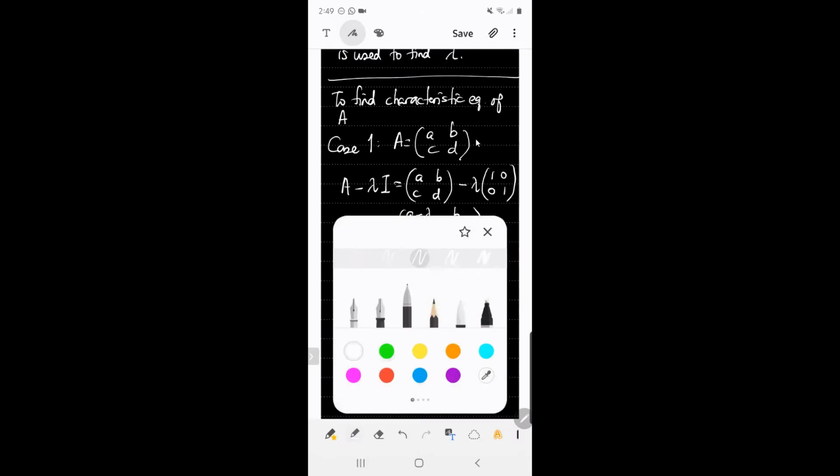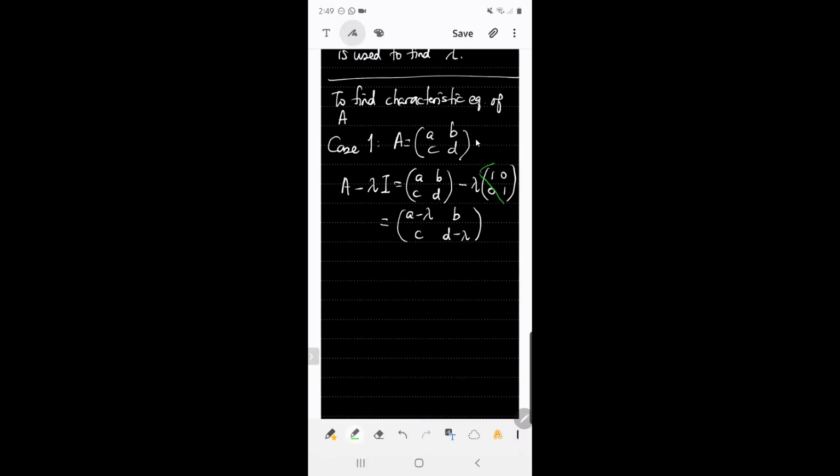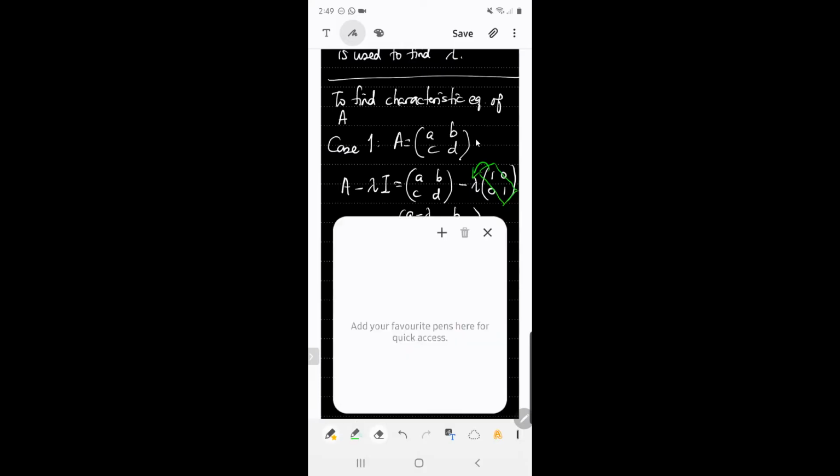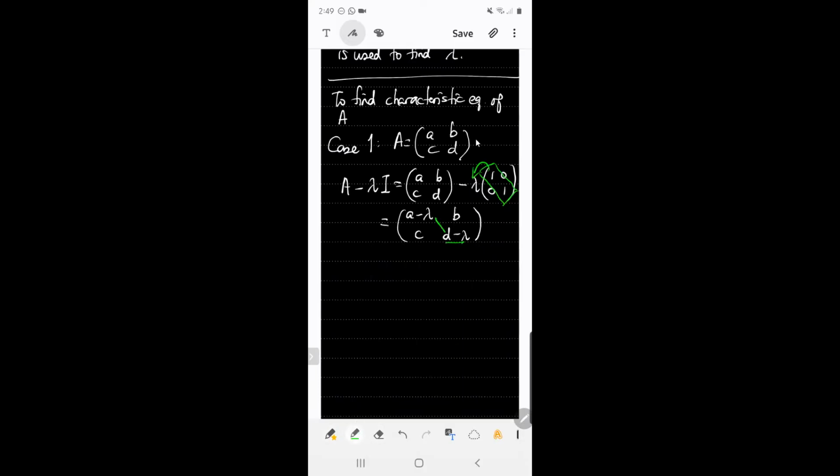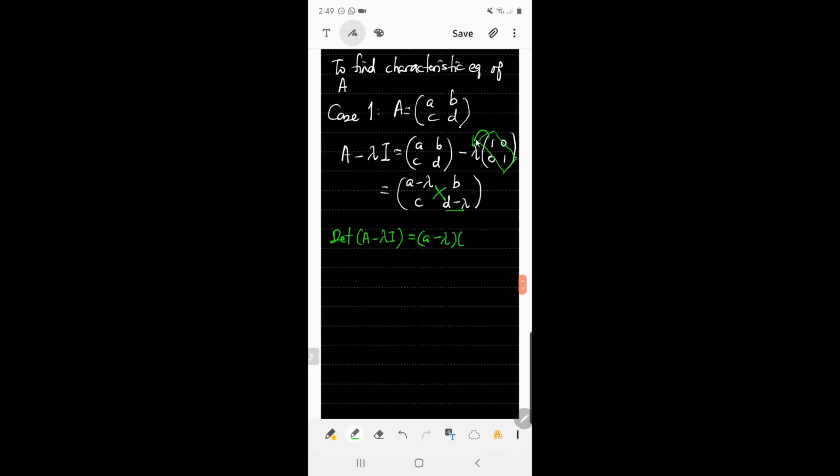So you see, only the diagonals are affected because only the diagonals are non-zero. The rest are all zero. And don't forget, the 1 has to multiply by the lambda. Therefore, I have A minus lambda, D minus lambda here. Okay? So after getting this one, you are going to find the determinant. So the determinant means AD minus BC, right? So determinant of A minus lambda I is equal to A minus lambda, D minus lambda minus B times C, right?